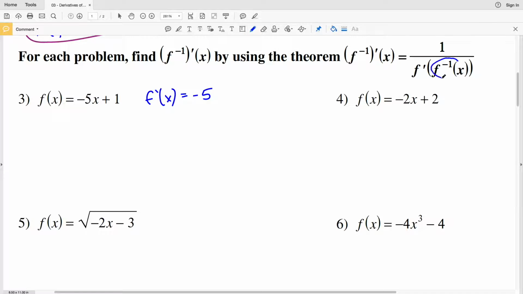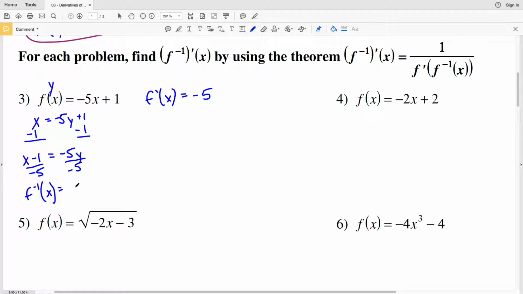Now I'm going to calculate my inverse function of x. Remember, I switch y and x and solve for y. So I'll have x equal to negative 5y plus 1. I'll subtract 1 from both sides to get x minus 1 equal to negative 5y, and then I'll divide by negative 5 on both sides to give me that my inverse function of x equals negative (x minus 1) over 5.